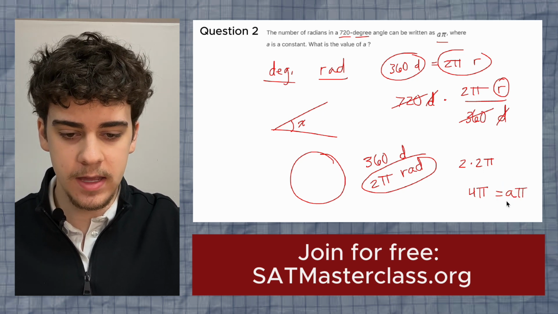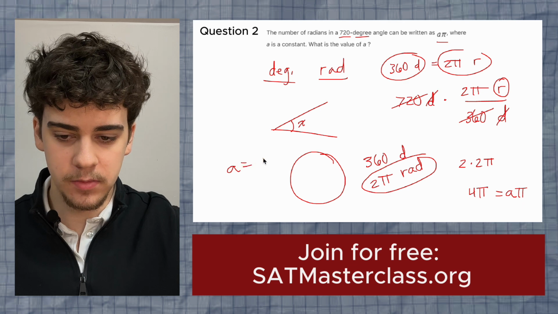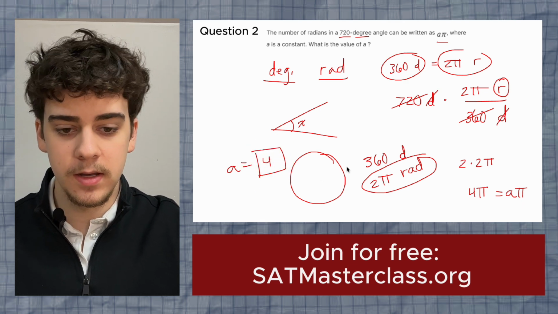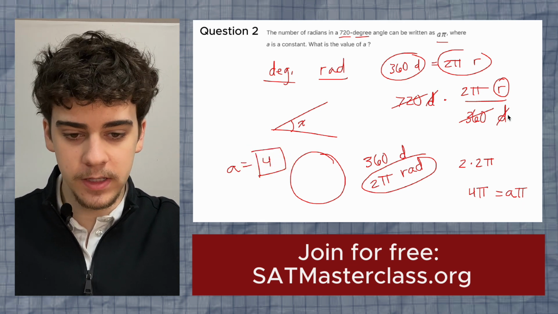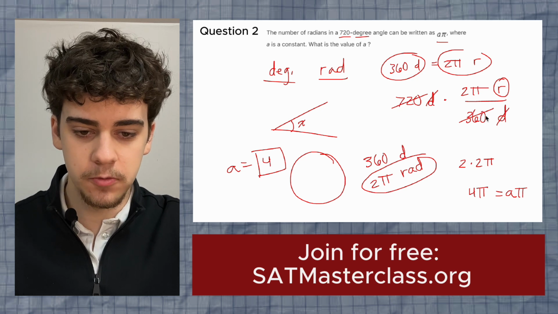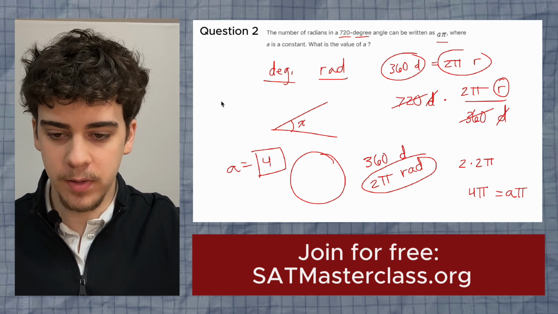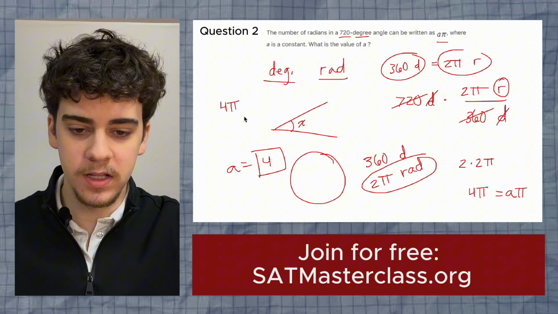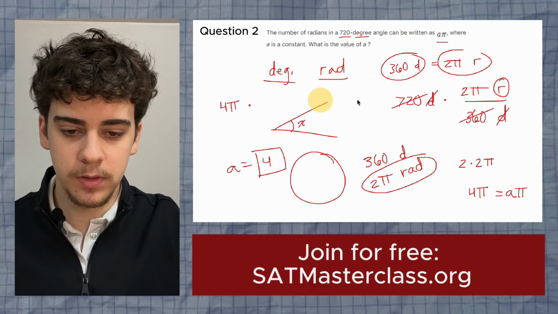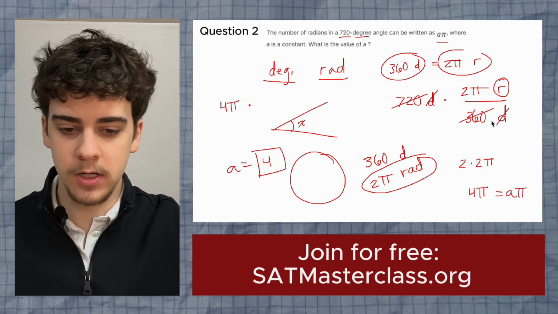So obviously the a is going to be 4, and that's going to be our answer is just 4. Now let's say that alternatively, instead of going from degrees to radians, we wanted to go from radians to degrees. So let's say that they gave us that it's 4 pi radians, and we want to know how many degrees that is. Well, now we're going to multiply it by this same fraction, but just flip the top and bottom.